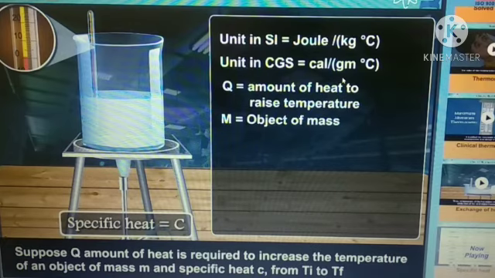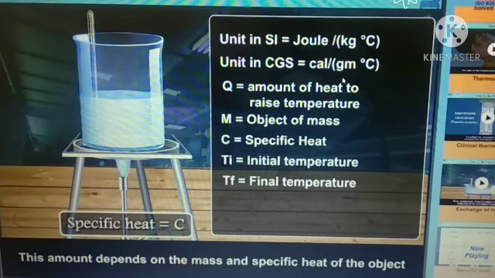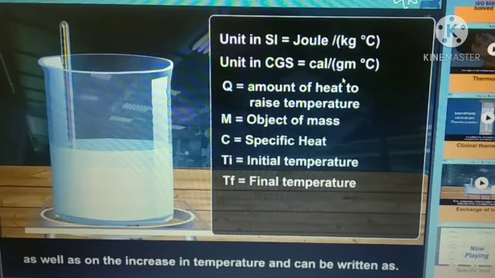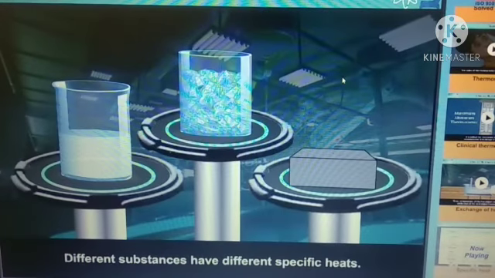Suppose Q amount of heat is required to increase the temperature of an object of mass M and specific heat C from Ti to Tf. This amount depends on the mass and specific heat of the object as well as on the increase in temperature and can be written as Q = M × C × (Tf − Ti).